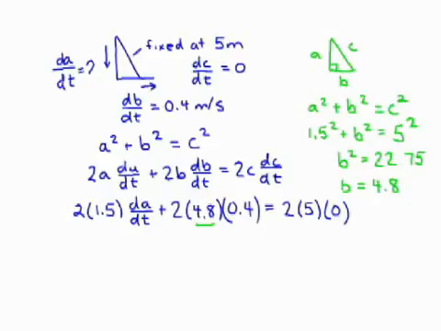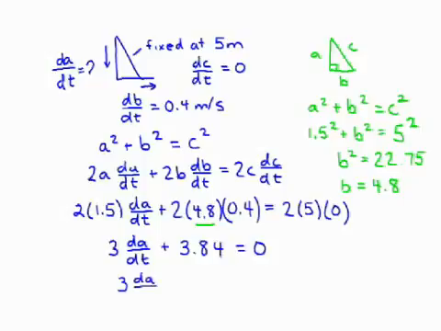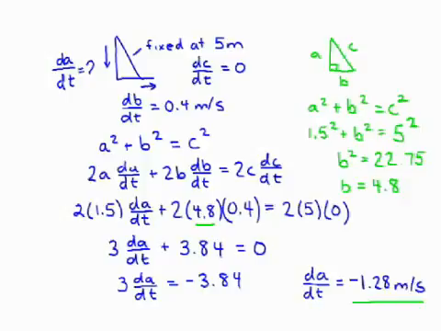Now, it's simply a matter of rearranging and solving for dA/dt. When I do so, and it takes a few steps, I learn that dA/dt is equal to negative 1.28 meters per second.